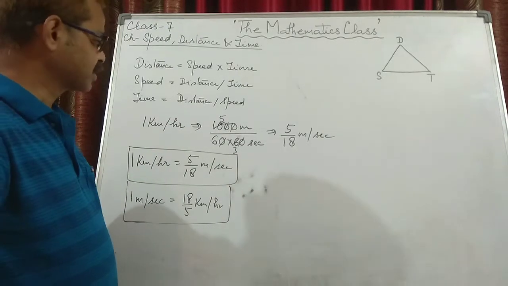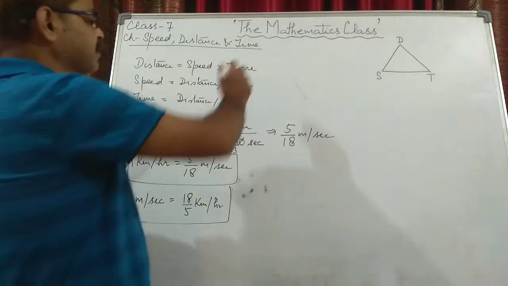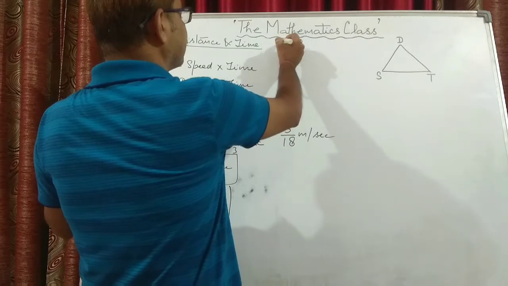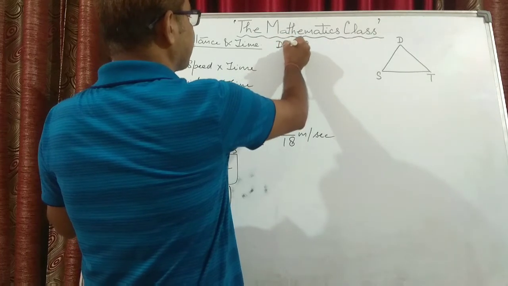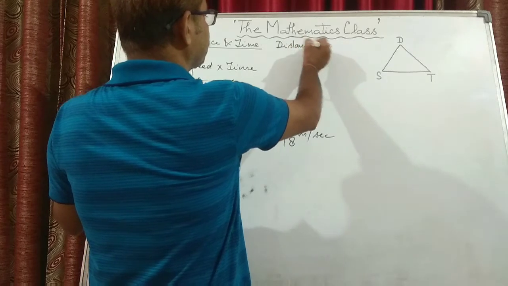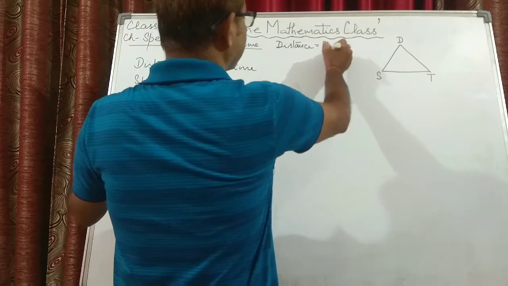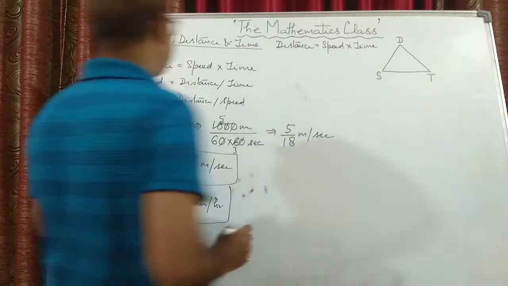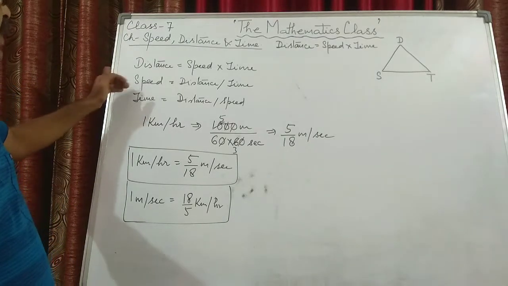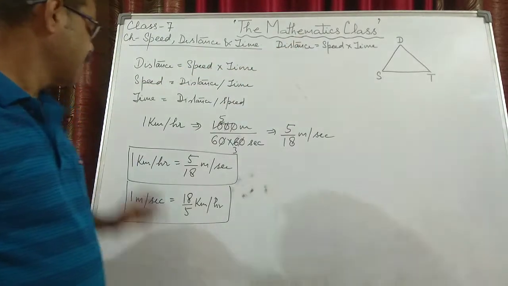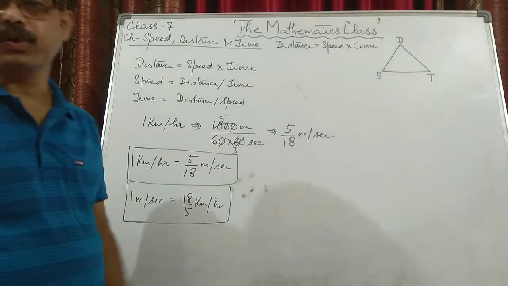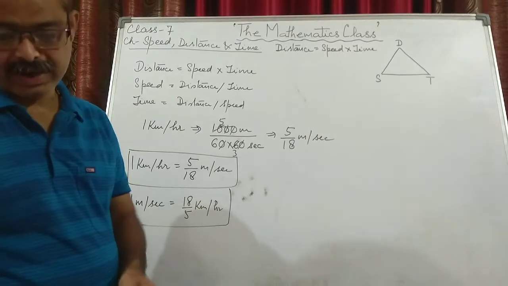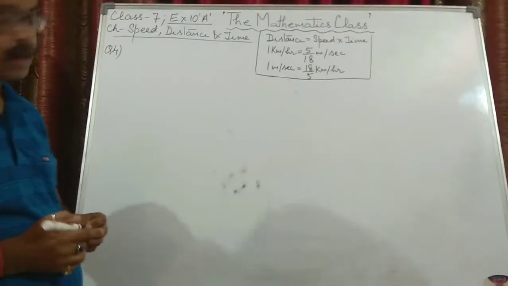Now we move on to the exercise. So I'll be writing one formula, that is distance is equal to speed into time, and the rest, this speed and time we can calculate from this only. And now we move on to the exercise. Our first exercise is exercise 10A. So let's start with the questions.